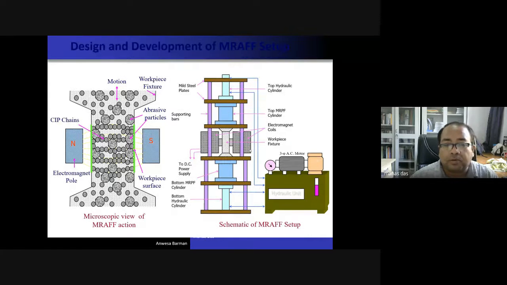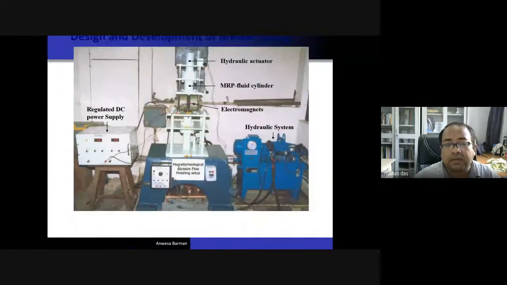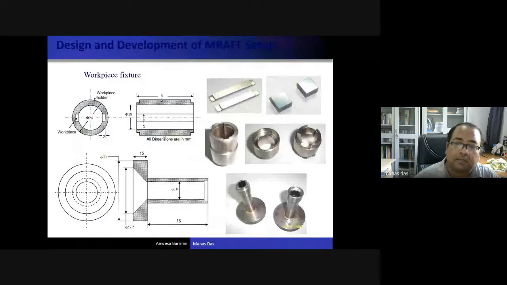Okay, so this is the process here. This is the experimental setup. We have developed a similar kind of setup in our lab. So this is the finishing zone.